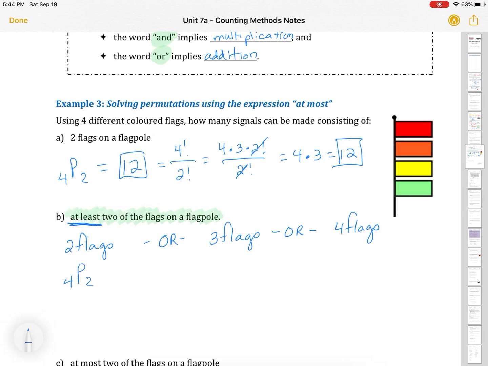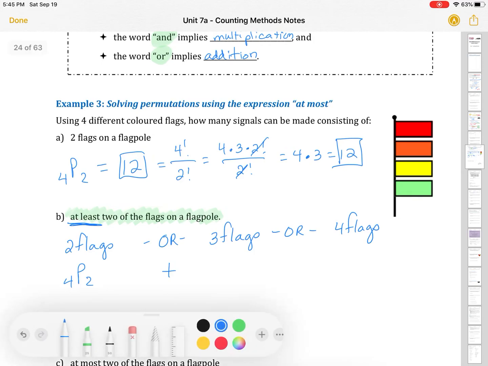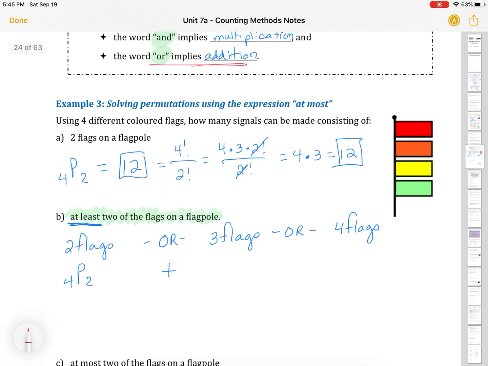So when we say the words at least, we have to think about what that means. Now, 2 flags we just did. It's 4P2. We have an or here, so or means plus. That's what we talked about up there, right? Or means addition. 3 flags would be 4P3. We have another or, so that would be a plus. And then we have 4 flags. Well, 4 flags would be 4P4. Okay?